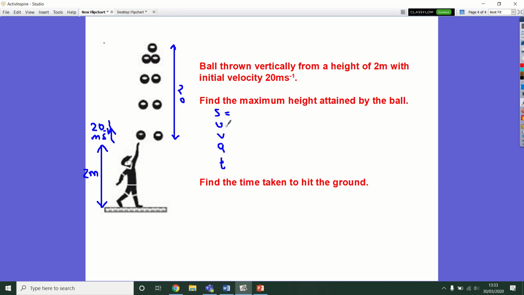Okay, and again, we need to choose a positive direction to resolve in. And I think it makes sense this time, because we're throwing upwards, to resolve upwards. That's our positive direction.